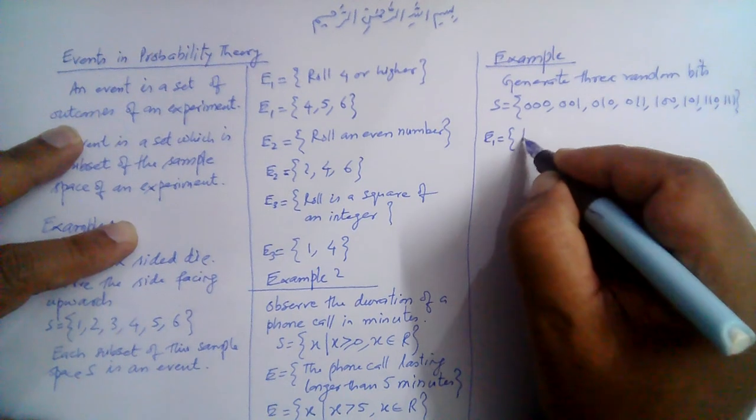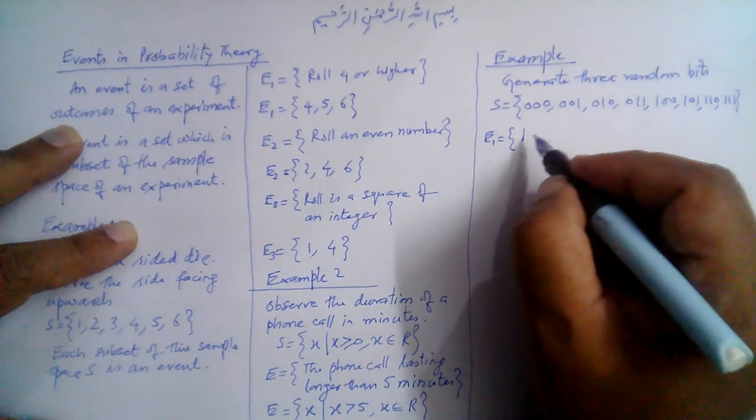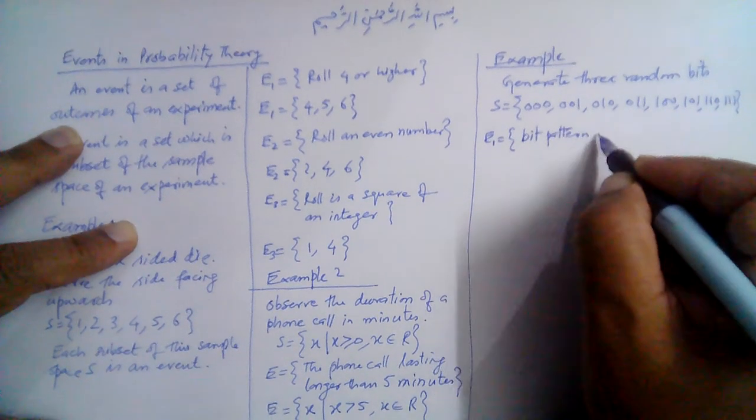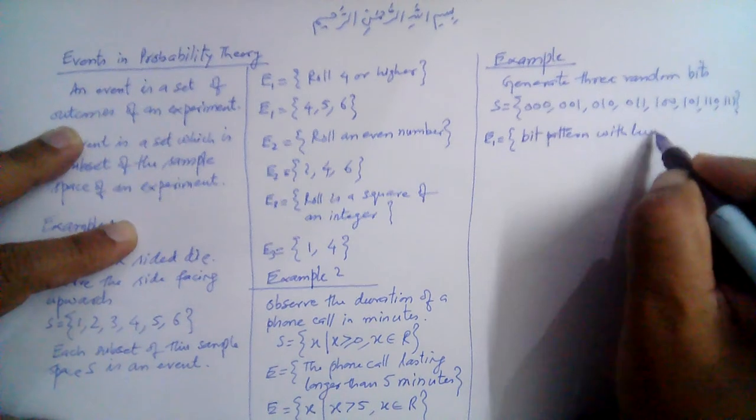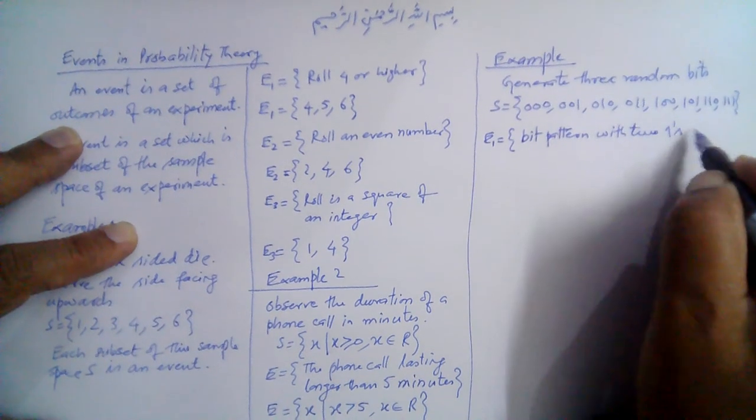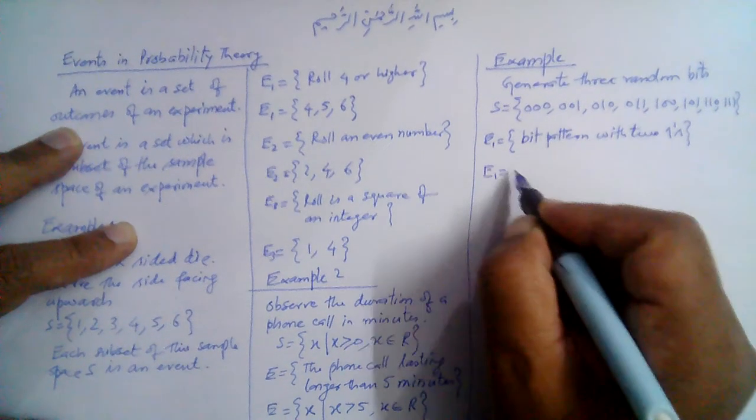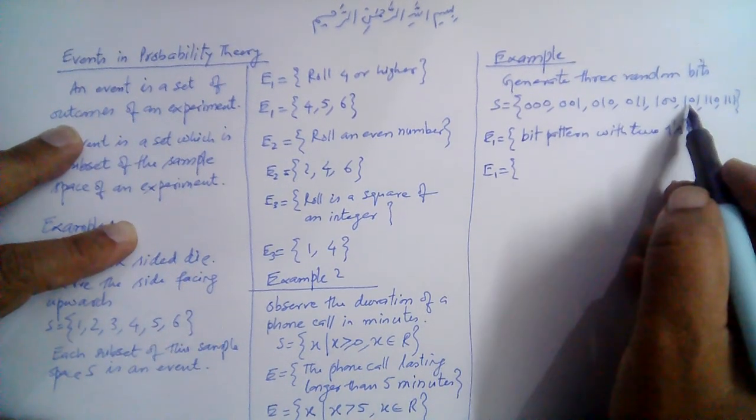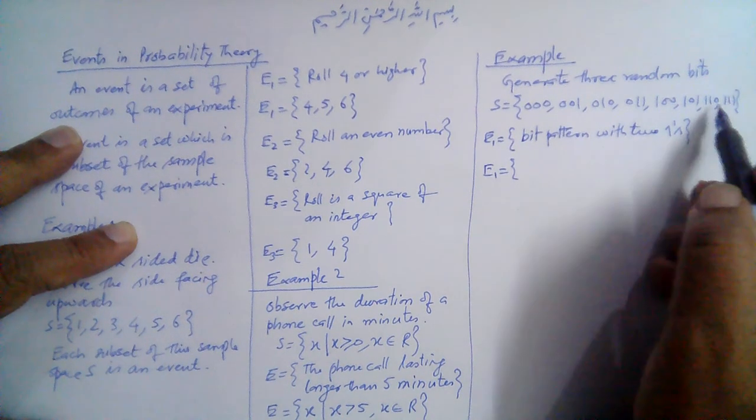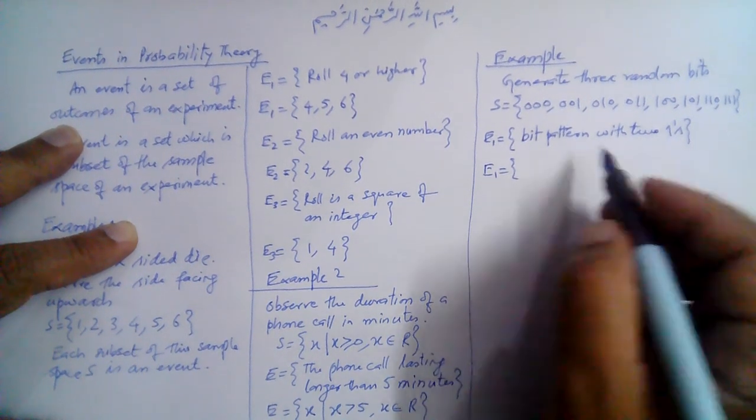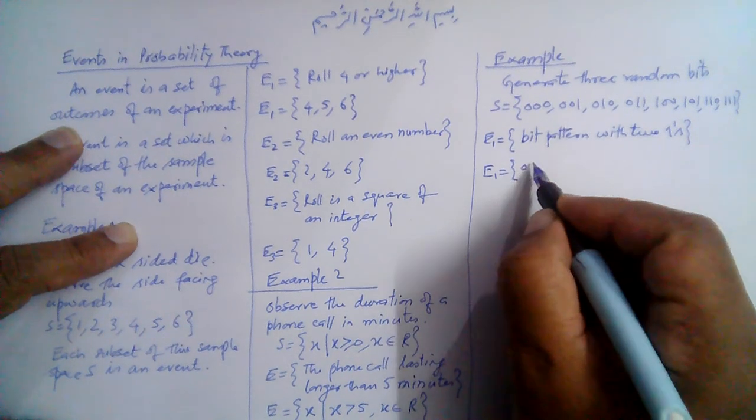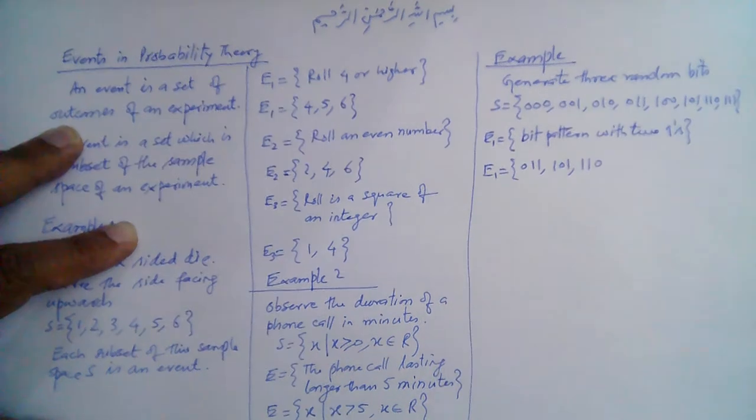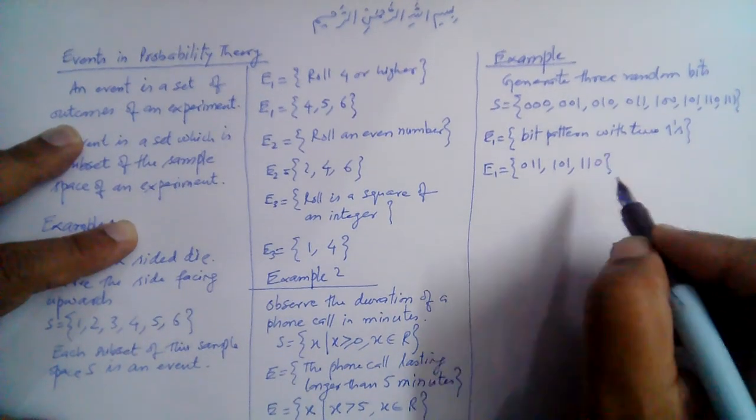And one possible event, for example, denoted by E1, is bit patterns with 2 ones in them, right? So this will include 0 1 1, 1 0 1, or 1 1 0, but not 1 1 1, right? Because exactly 2 ones. So this will be 0 1 1, 1 0 1 and 1 1 0, right? So this is a possible event.